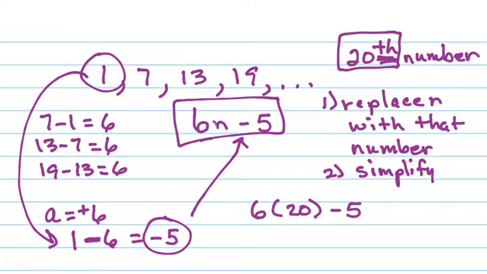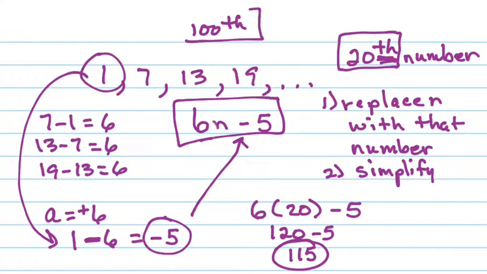And we have to do the multiplication first. So 6 times 20 is 120. Minus 5 gives me 115. So I know that the 20th number in this sequence is 115. If I want the 100th number, I could find that just as easily.